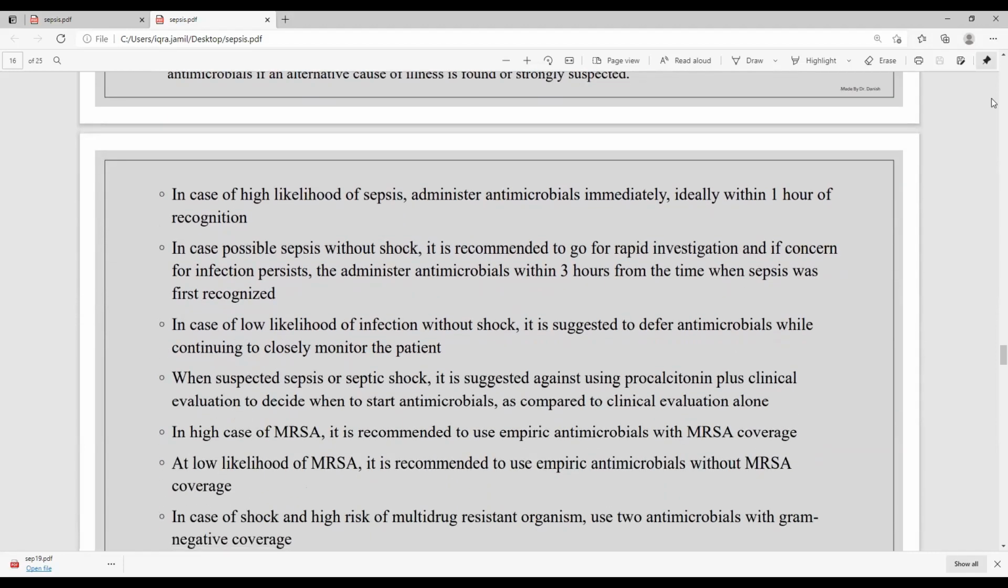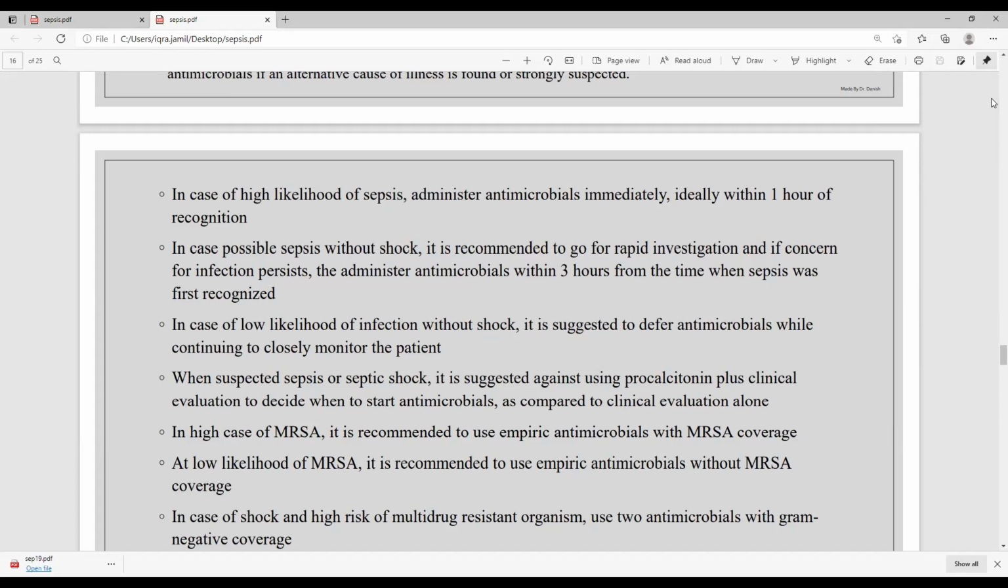In case of low likelihood of infection without shock, it is suggested to defer antimicrobials while continuing to closely monitor the patient. When sepsis or septic shock is suspected, it is suggested against using procalcitonin plus clinical evaluation to decide when to start antimicrobials, as compared to clinical evaluation alone. There is no difference. Procalcitonin has no role in the initiation of antibiotics, but it has a role to stop or de-escalate the antibiotics, specifically in community-acquired pneumonia and nosocomial pneumonia. In case of high risk of MRSA, it is recommended to use empiric antimicrobials with MRSA coverage.